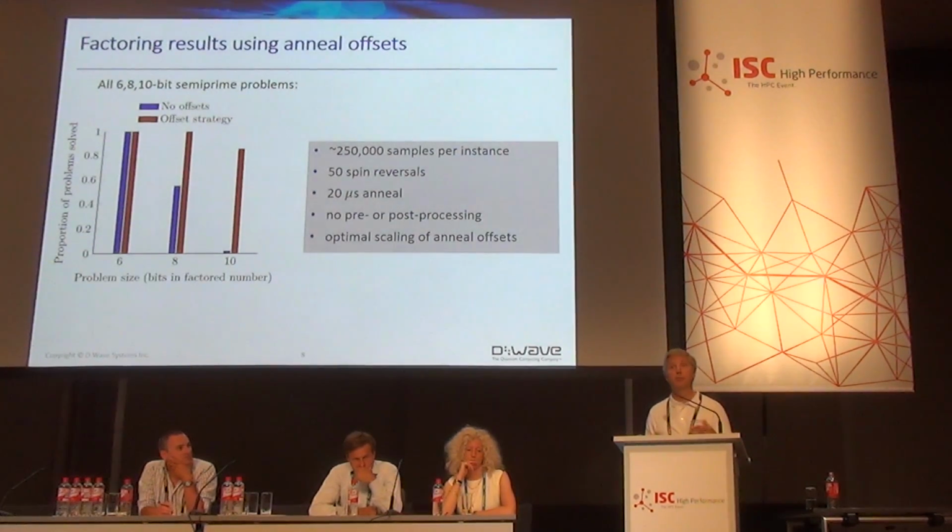So that means I would have to pull hundreds of samples from my system in order to be guaranteed of getting a valid answer. But using the anneal offset feature, we can actually tune the trajectory of individual qubits as they move through the annealing cycle. And you can see in the maroon bar here, there is much less degradation in performance as I go from 6 to 8 to 10 bits.